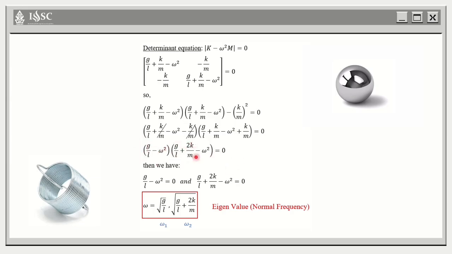And then from here, we will have two values of omega, this is for omega 1, and this is for omega 2. So omega 1 is equal to the root of g over L, and omega 2 is equal to the root of g over L plus 2k over L. So these are the eigenvalues of the system.